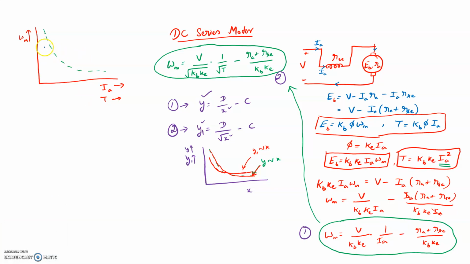How does the torque vary? It will just vary in this form. So here the speed torque characteristics will be this, omega m versus torque, and here we can see omega m versus current. Another characteristic that we must know is how the torque varies with the current.